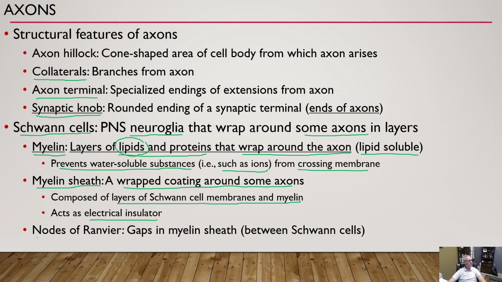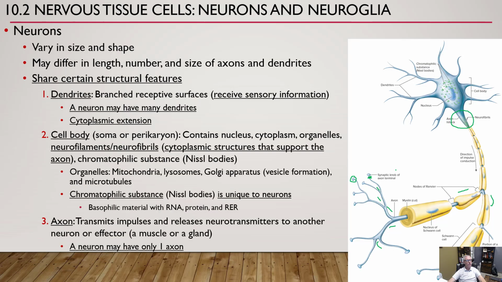And then we have these things called nodes of Ranvier, which are gaps in myelin sheaths or between Schwann cells. So if we go back up to this picture, here is myelin or myelin sheath. Here's another myelin sheath. And that gap right here is a node of Ranvier. That gap right here is a node of Ranvier.